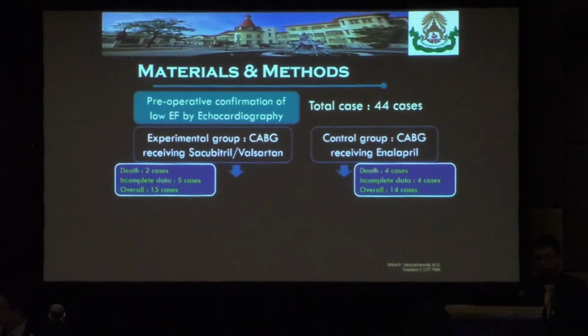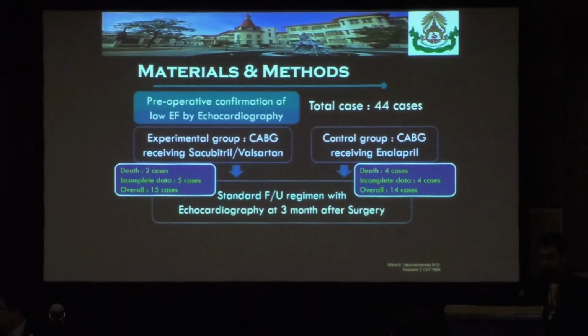In the experimental group, 2 patients died and 5 cases had incomplete data, so the overall case is 15 cases. In the control group, there were 4 deaths and 4 cases of incomplete data, so the overall case is 14 cases. Then standard follow-up regimen with echocardiography at 3 months after surgery. And then result and conclusion.